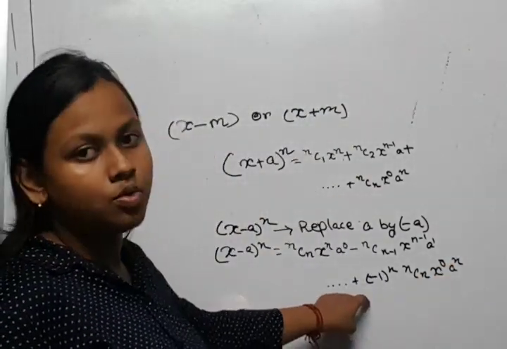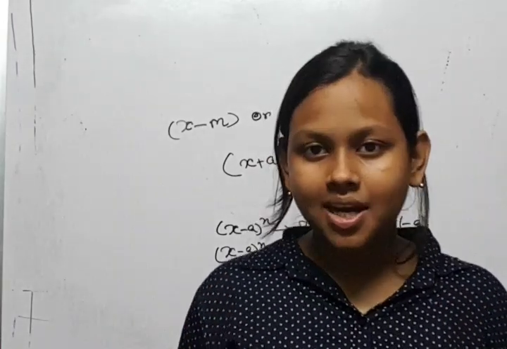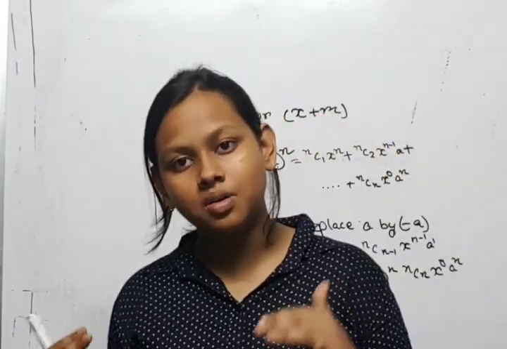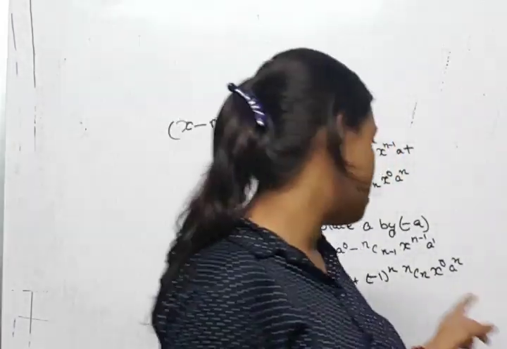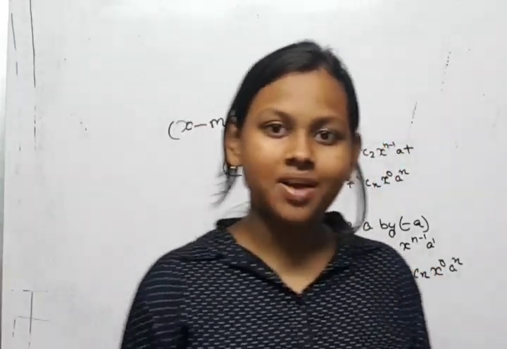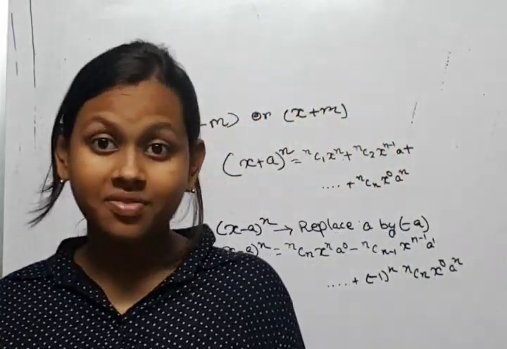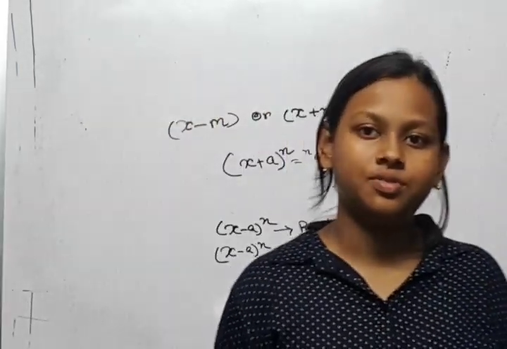Now this value, meaning the constant term, will depend upon the value of n. If the value of n is odd, then it will be minus, meaning the constant term will be negative, and if the value of n is even, then it will be positive.